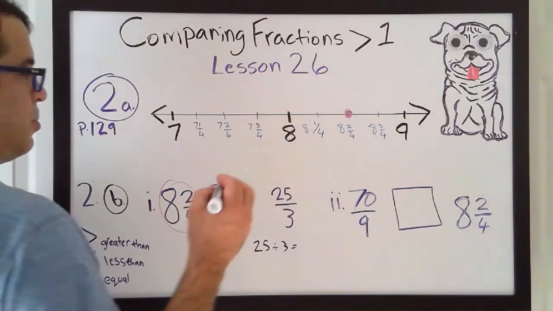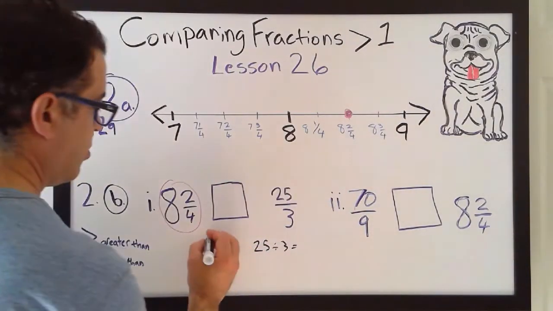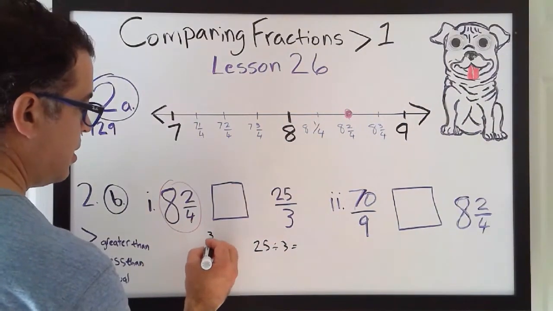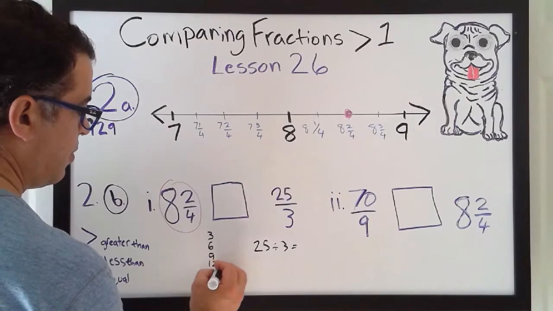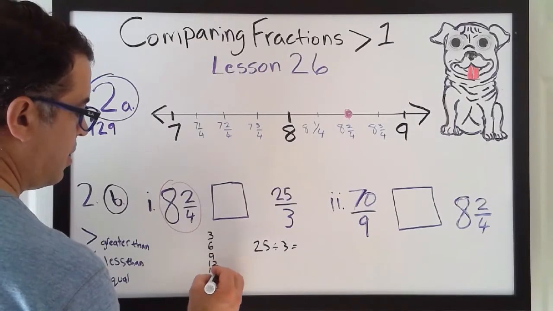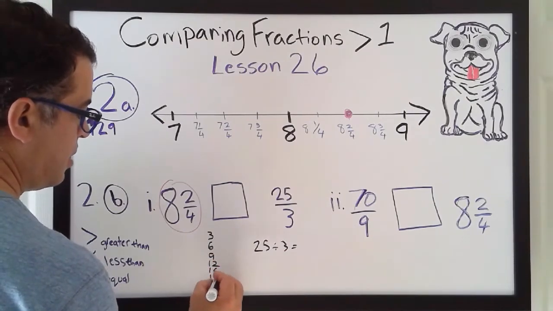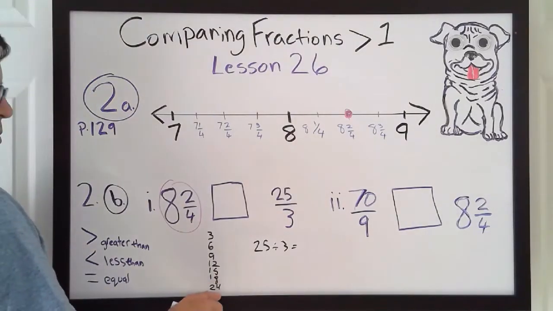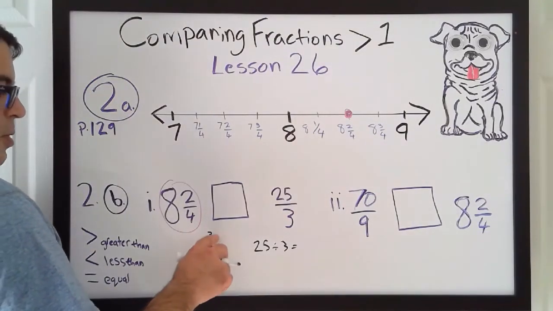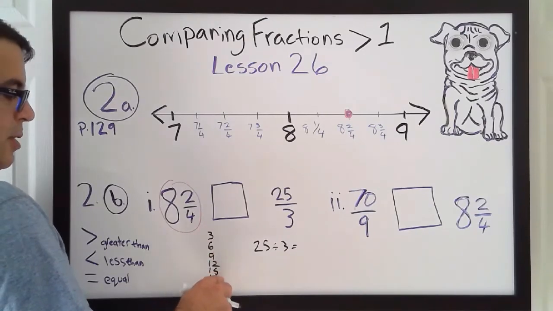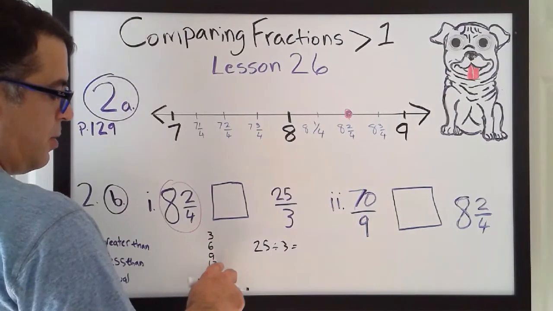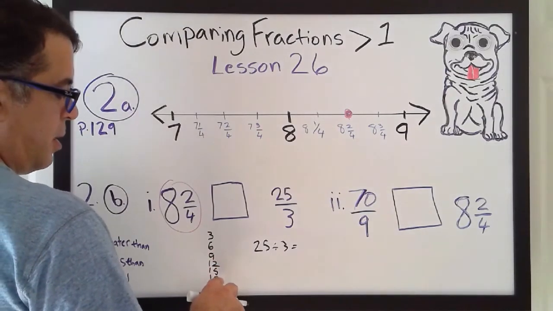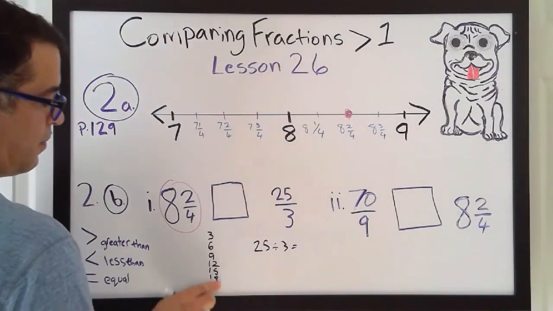So let's do our multiples of 3 right here. We have 3, 6, 9, 12, 15, 18, 24. Looks like we're going to have to stop at 24. That's 1, 2, 3, 4, 5, 6, 7. What did I do wrong here? 3, 6, 9, 12, 15, 18. Oh, we forgot one. Let me start over.